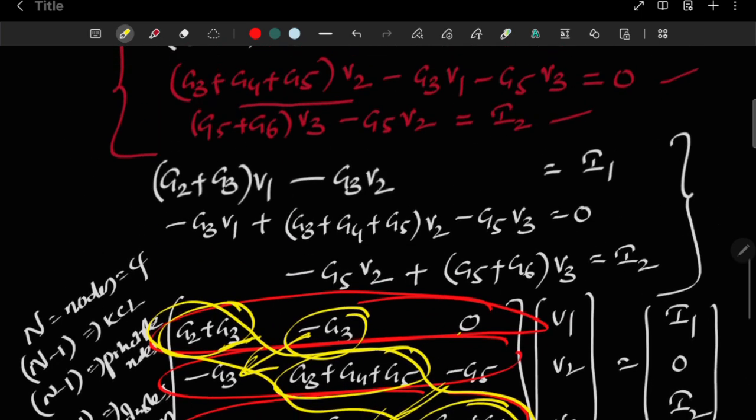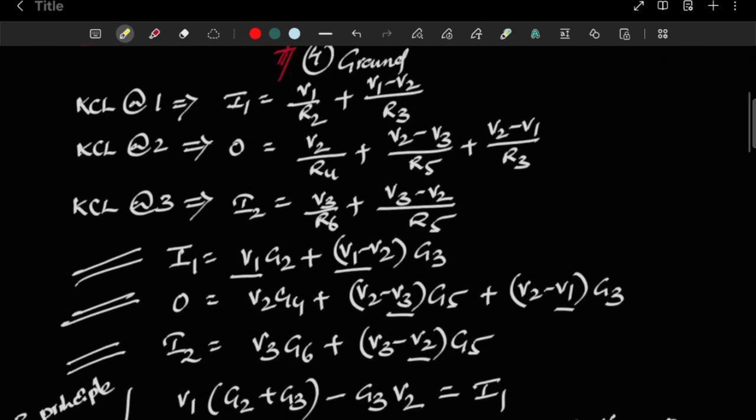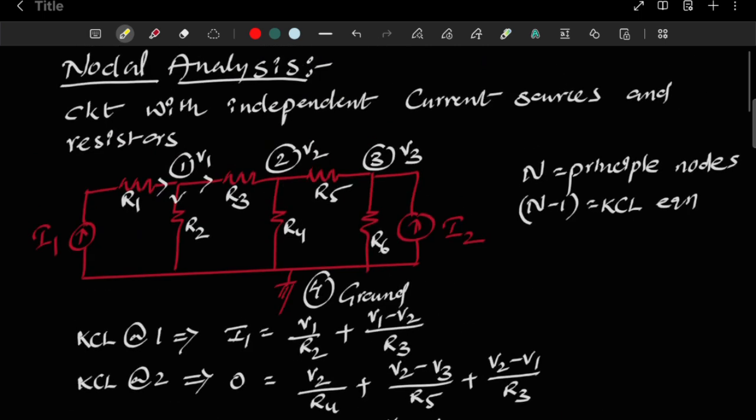So this is nothing but nodal analysis for a circuit having independent current sources and resistances. You can make some modifications in the circuit, but the theory is like this only.